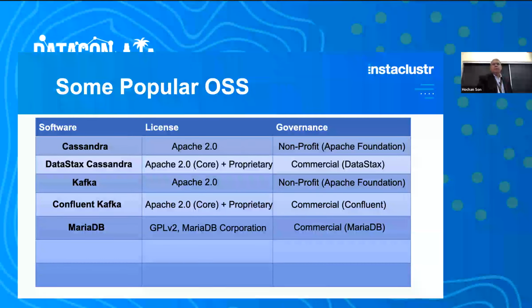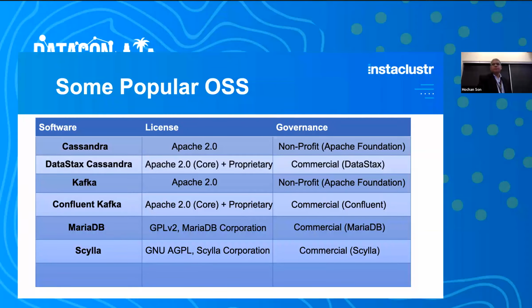MariaDB, it's a commercial company. Even though it's an open source license, it's a commercial company. So it's open source only in the name. Scylla, same thing. Open source software, you can download the software, but you have to pay if you want to use it. Commercial. Drupal, again, is an individual license.